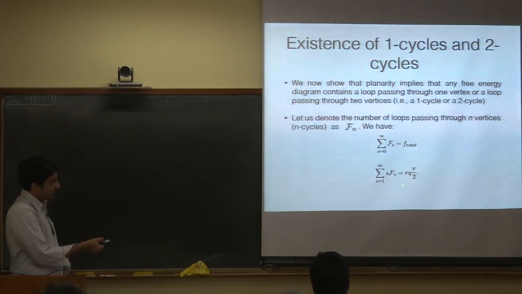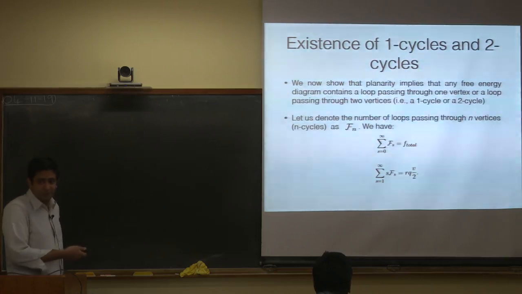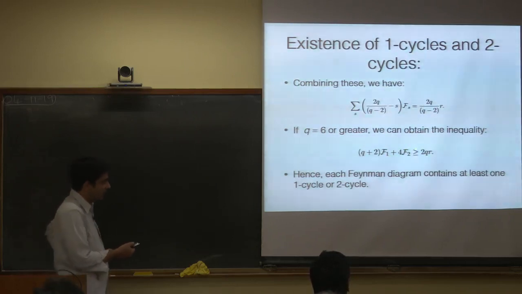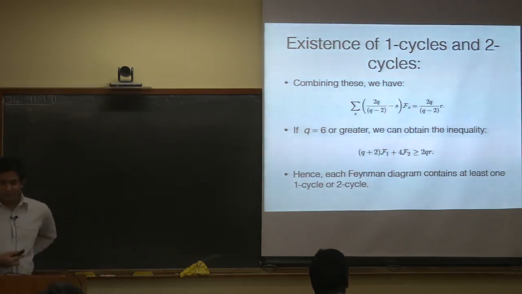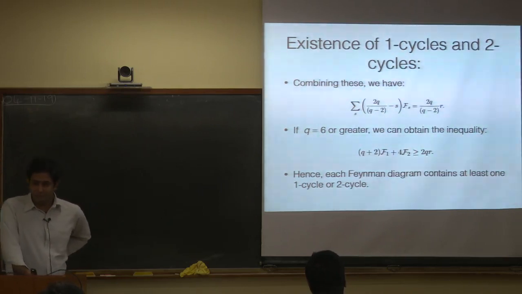So again, this part is identical to what I said earlier almost. The total number of loops is the sum of loops passing through n vertices for each n, and that's related to the number of vertices. So putting it together, if q is 6 or greater, we have this relation: the number of loops passing through one vertex plus 4 times the number of loops passing through two vertices is greater than or equal to 2qr. So each Feynman diagram contains at least one cycle or one two cycle or both.